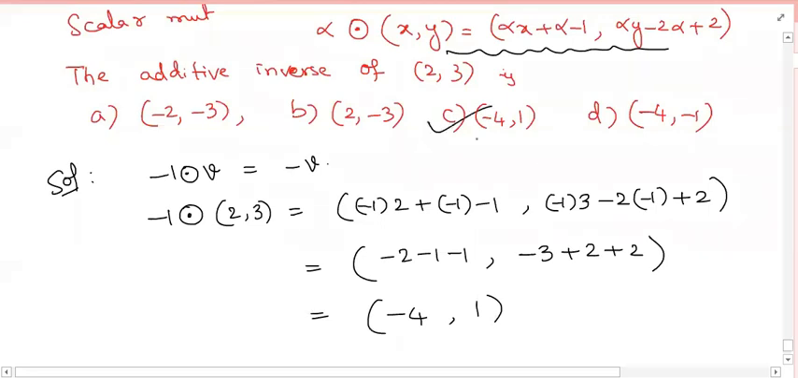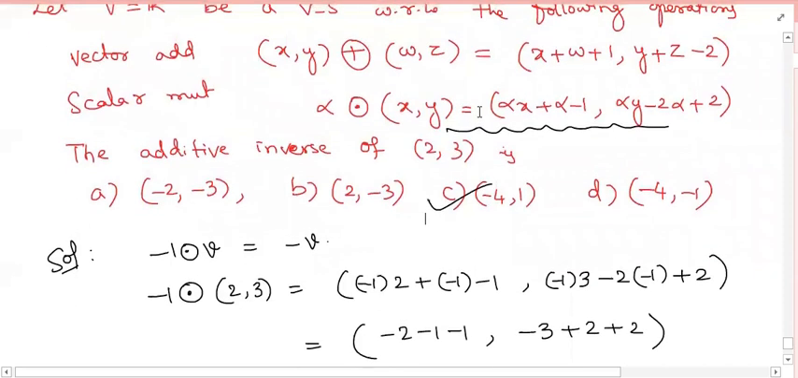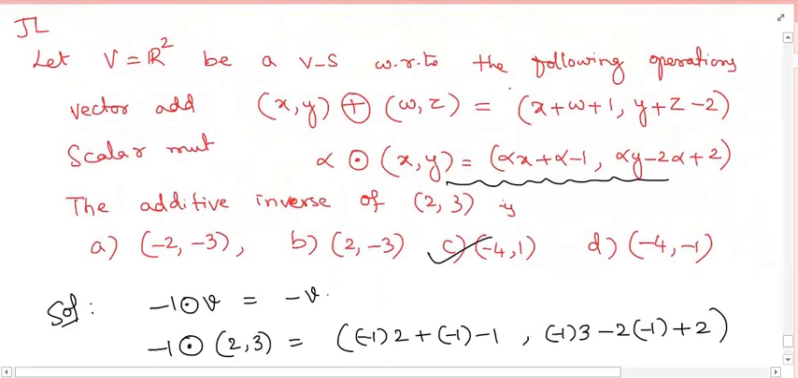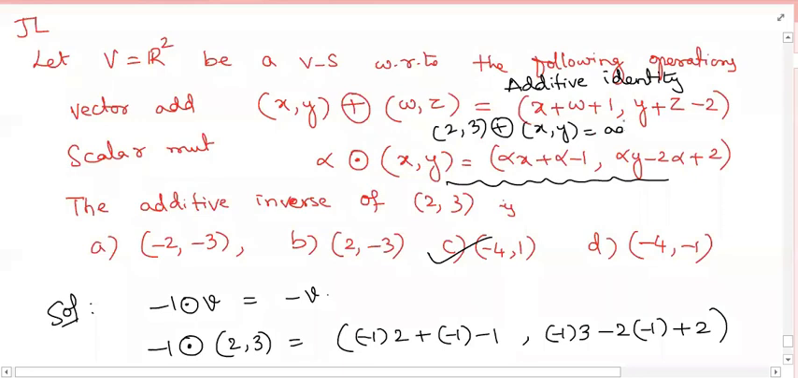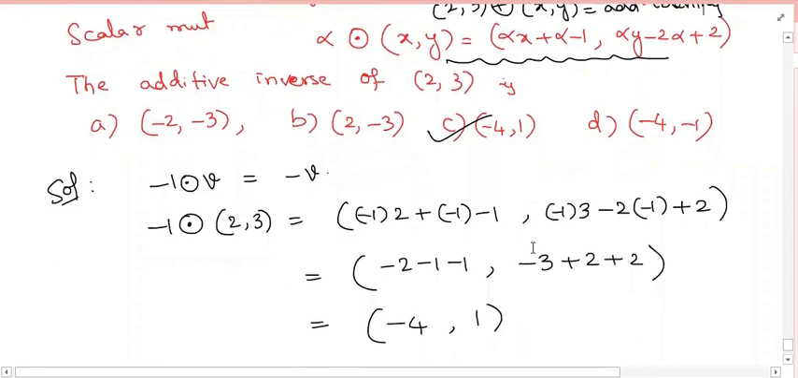Another way we may do that. First, you find the zero vector, the additive identity, and then you take 2, 3, and its additive inverse is x comma y. Then you add 2, 3 plus x comma y equal to the additive identity, whatever you get, then you solve the equation. That way also we can do, right? So this is lengthy, but this is easy if you know the properties of vector space. Is that clear?